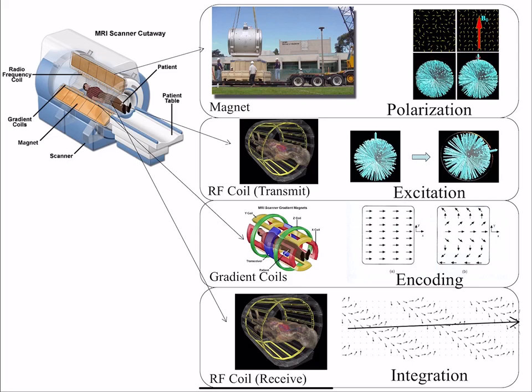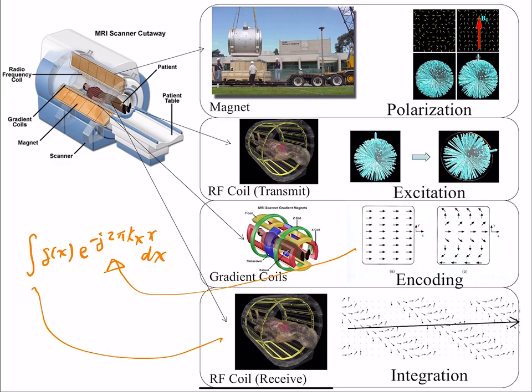If you remember the Fourier transform, in 1D it has the form integral of g(x) e^(-j 2π kx x) dx. This part here essentially multiplies by a complex exponential. We'll go into this in much more detail, but just to give you an overview, the gradients do the complex exponential, and this part does the integration. The really cool thing is that every time you're having an MRI done, you're essentially having Fourier transforms of your body done all the time.